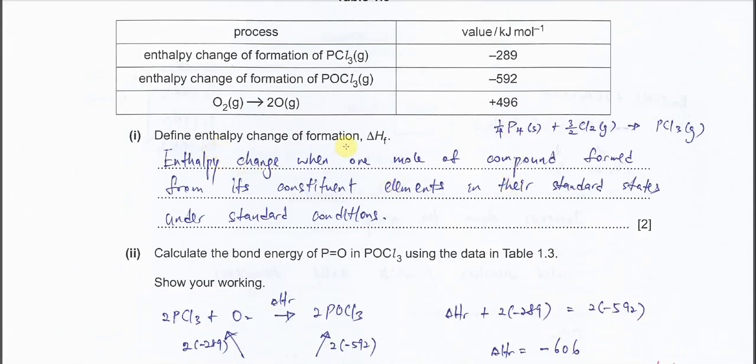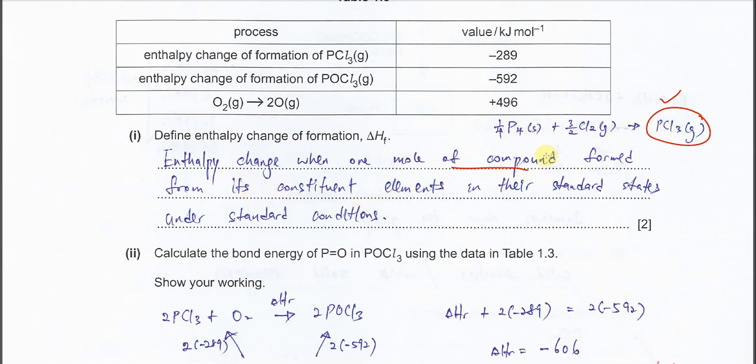Define enthalpy change of formation. So always remember, its formation is to form 1 mole of the compound. This is the first key you need to give. So enthalpy change when 1 mole of the compound forms. And this compound must form from its constituent elements.